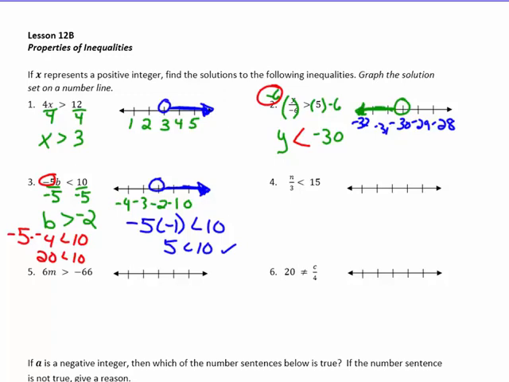And +20 is not less than 10. Right? That means I did something wrong. And the part that was wrong was flipping the sign. So that's one reason why we do it. All right, let's take a look over here at number 4.